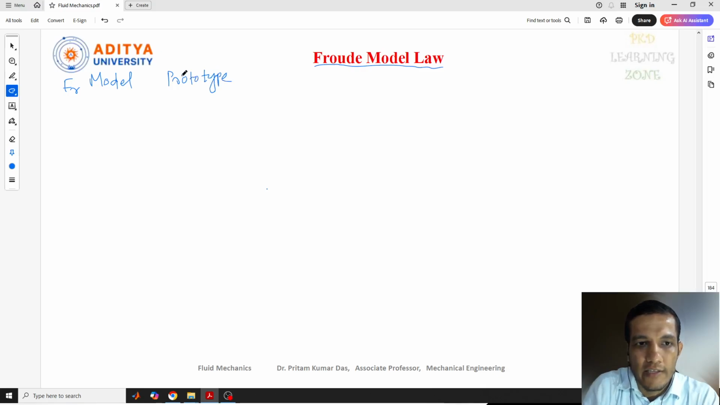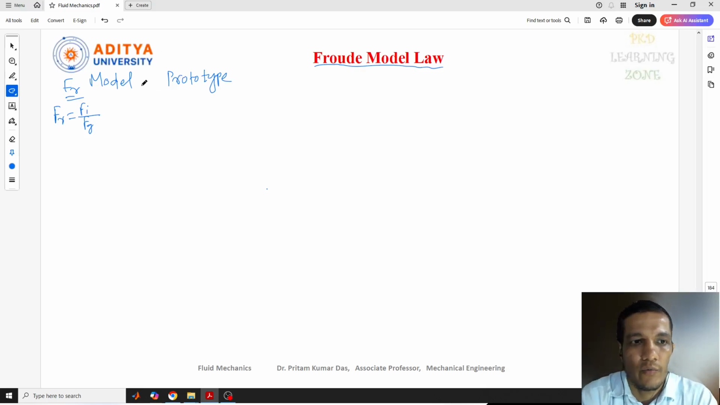Actually, we have already discussed previously what Froude number is. Froude number depends on forces. There are different kinds of forces, which we already discussed in previous lectures. There I already told that Froude number is nothing but the inertia force to the gravity force. And here we need the Froude number for the model to be equal to the Froude number for the prototype.